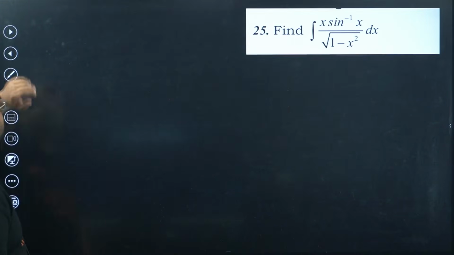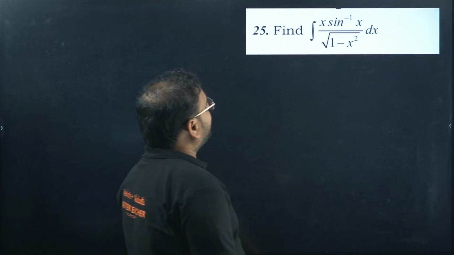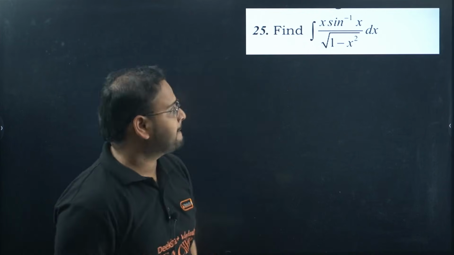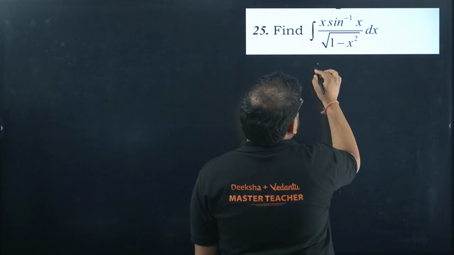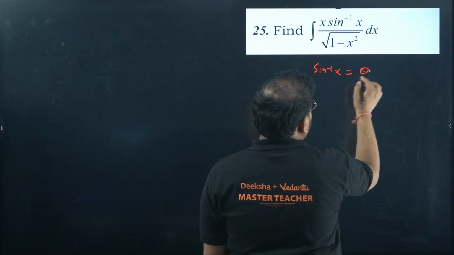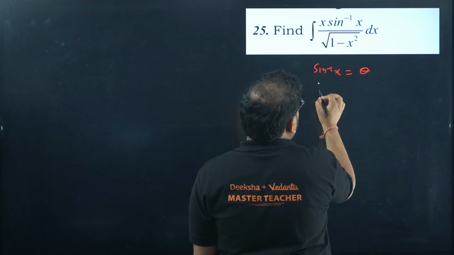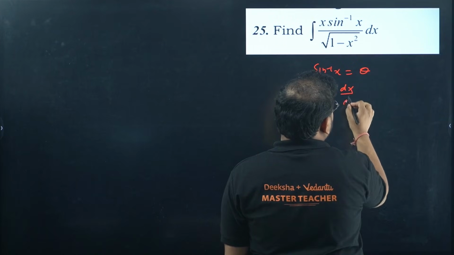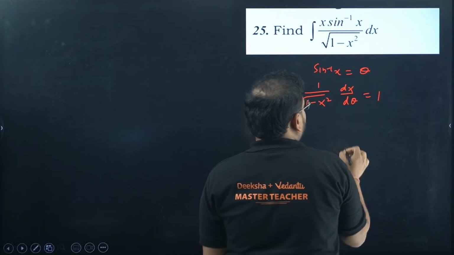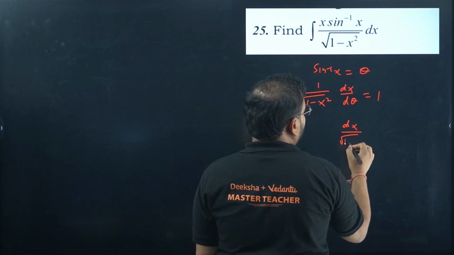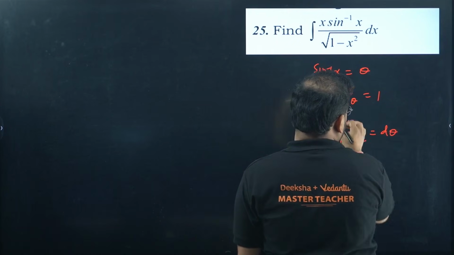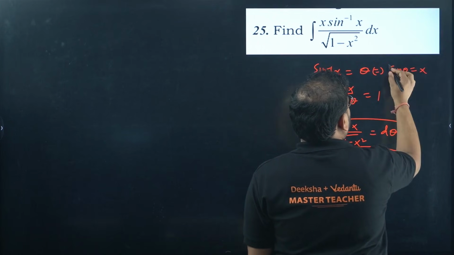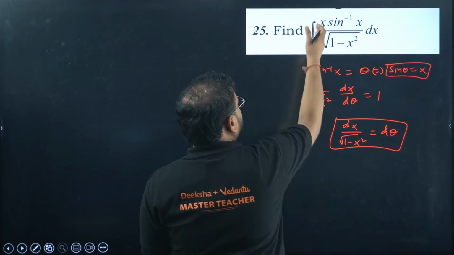Next, 25th. Find the integral of x sine inverse of x upon root of 1 minus x square. This is a simple problem based upon substitution in integration. Okay, you'll see. Take sine inverse of x as theta. Differentiate now. So you'll get 1 upon root of 1 minus x square dx by d theta as 1. So you get this value: dx upon root of 1 minus x square equals d theta. And from here you get sine theta equals x. Substitute these things back in this equation.